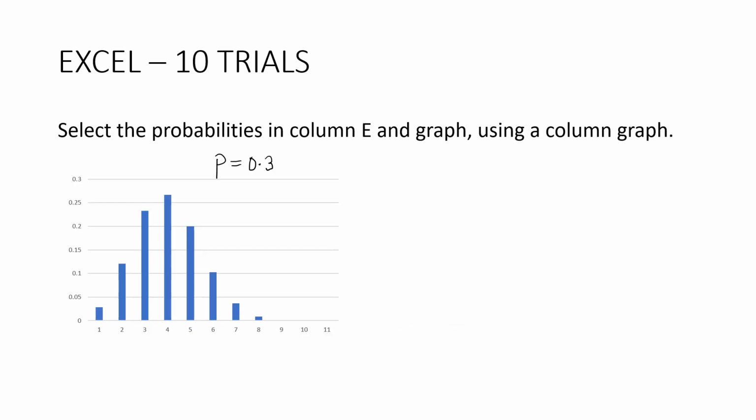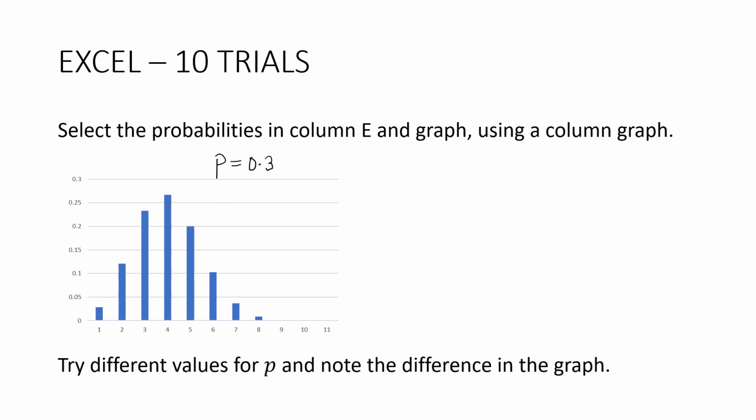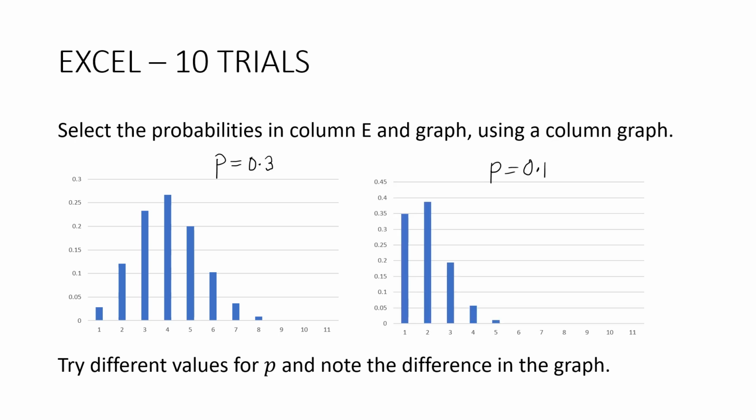Then what you do is select the probabilities in column E and you graph them using a column graph. So here's 10 trials, probability of success 0.3, and we can play around with different values of p and note the difference in the graph. So here we've got probability of success 0.1. You can see how this one is not a normal distribution, but this one is approaching a normal distribution.